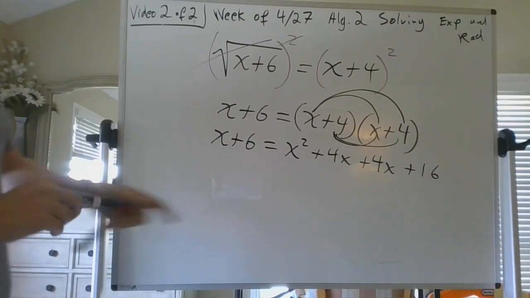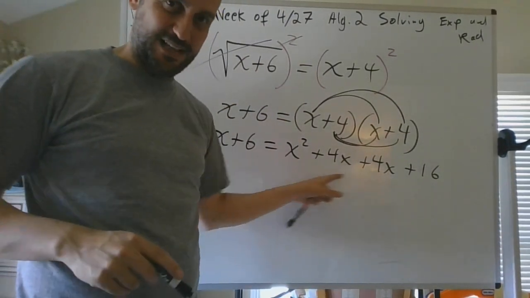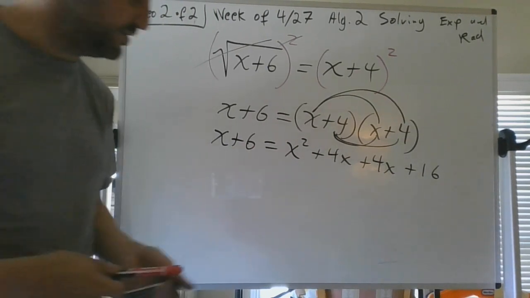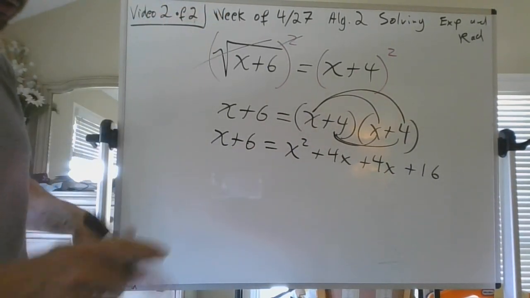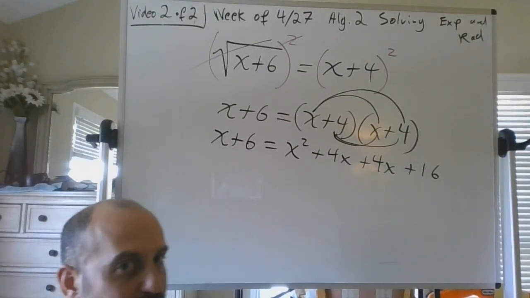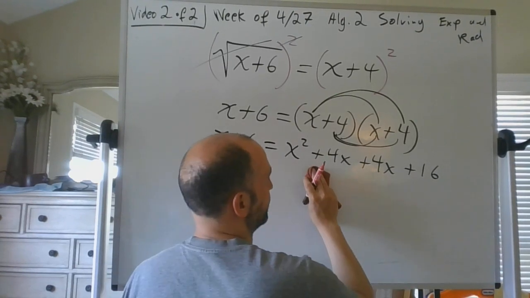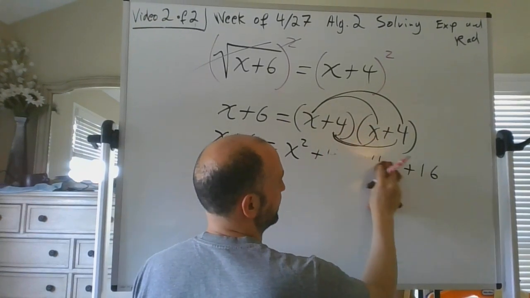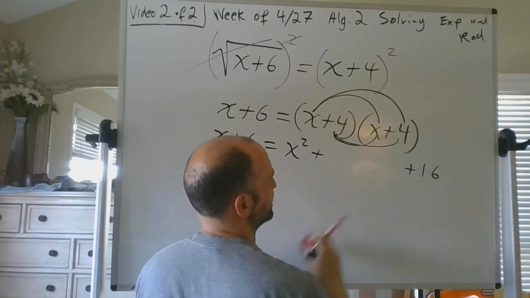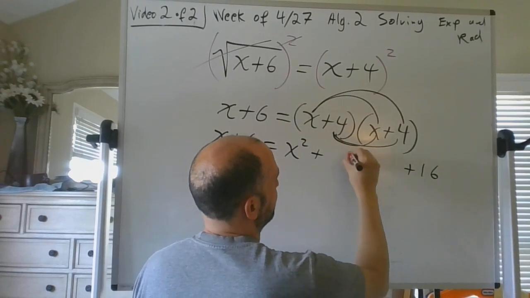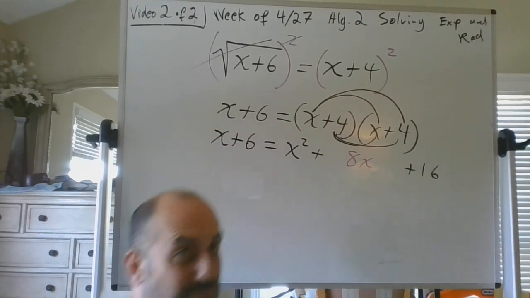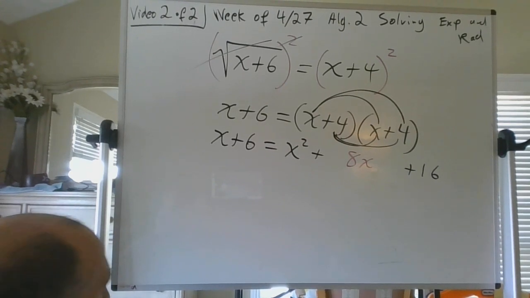Now, if you guys notice, there actually are two like terms here, 4x and 4x. I should be adding those right now, okay? So that's what I'm actually going to do. Don't blink. So x squared plus 4x plus 4x, I'm just going to write that down as x squared plus 8x, plus 16. So now what do we do?